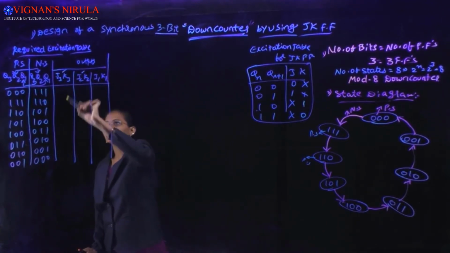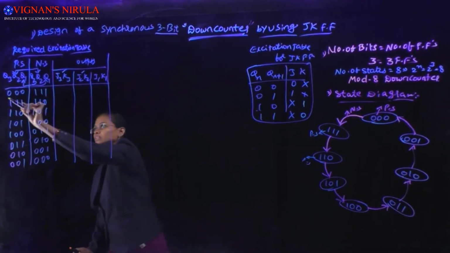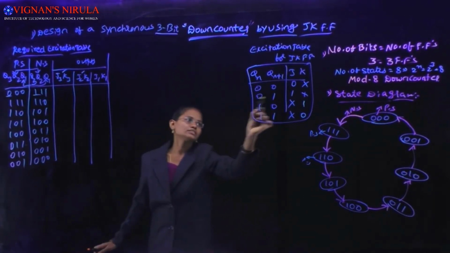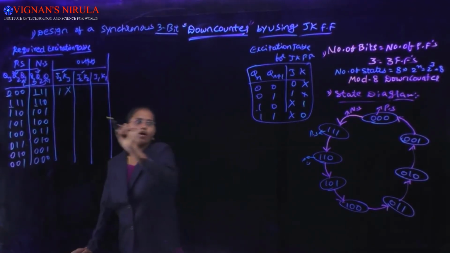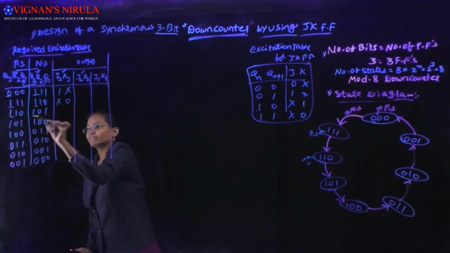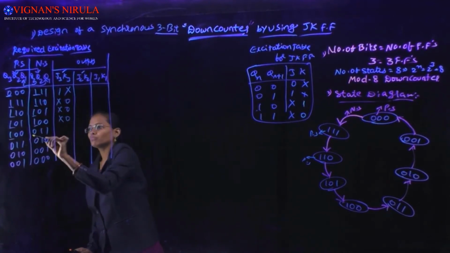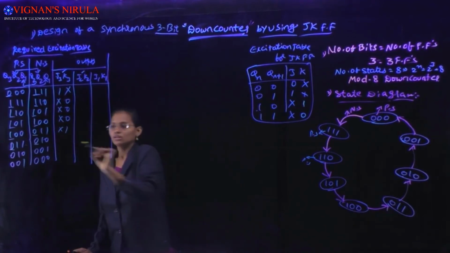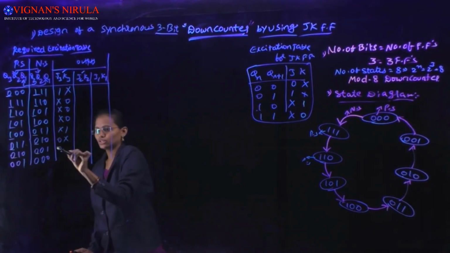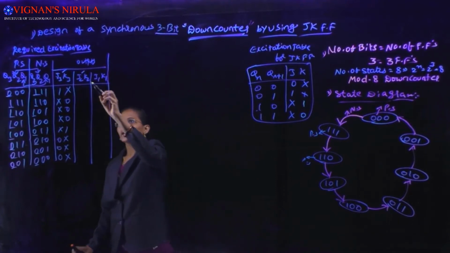For the J3 K3 outputs, observe the Q3 present state and Q3 next state. For 0 to 1, the outputs are 1x, and for 1 to 1, x0, again 1 to 1, x0, again 1 to 1, x0, and 1 to 0, x1, and 0 to 0, 0x, again 0 to 0, 0x, and 0 to 0, 0x. This is the J3 K3 output.